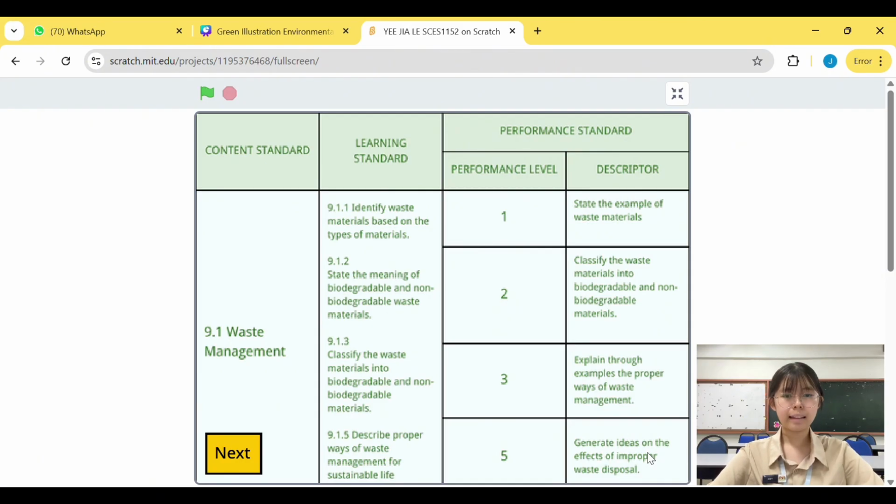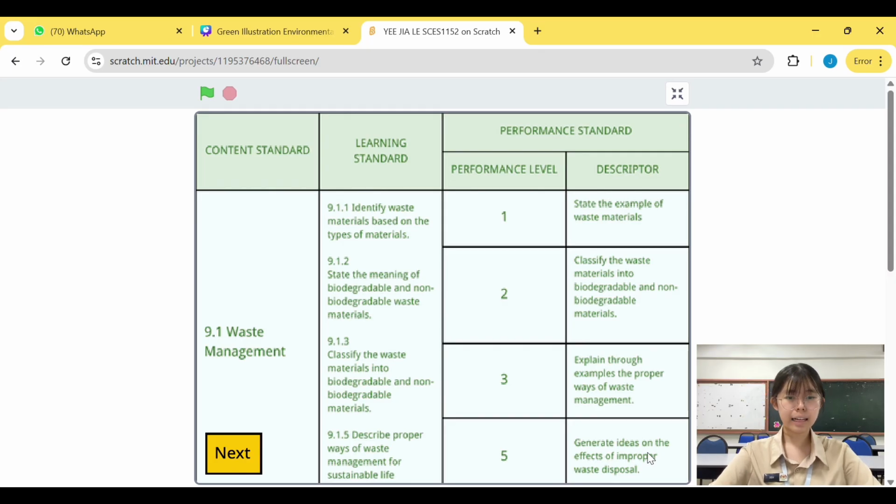The first one is 9.1.1. Identify waste material based on the type of material. We will learn to recognize different types of waste material such as glass, metal, paper, toxic waste, food waste, plastic, and FSC, as well as the example of each type to help us manage waste more wisely.